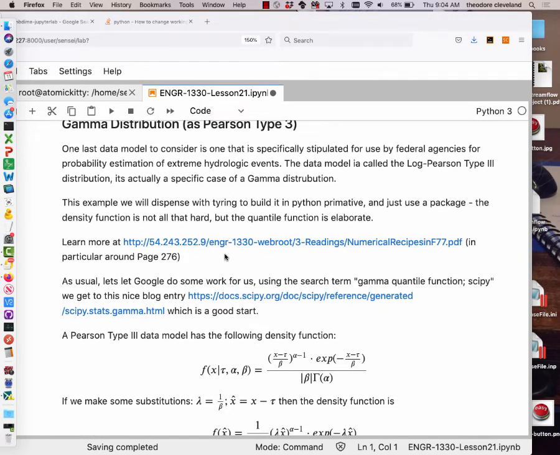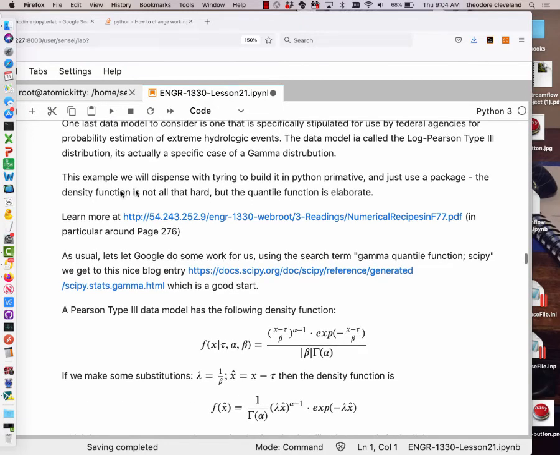And the last model I want to consider is one that's specifically stipulated for use by federal agencies for probability estimation of extreme hydrologic events. The data model is called log Pearson type 3, but it's actually a gamma distribution. And so in this example, we're going to dispense with building it in Python primitives, and we're just going to use a package. The density function is not hard, but the quantile function is elaborate.